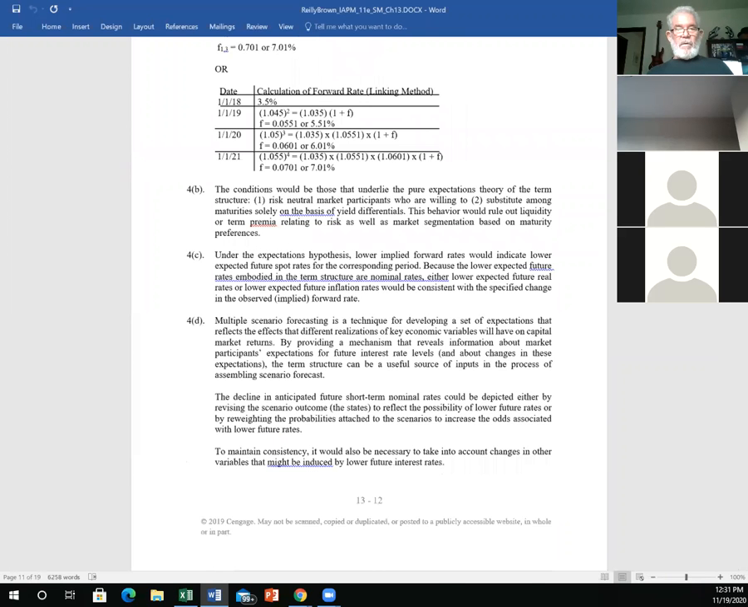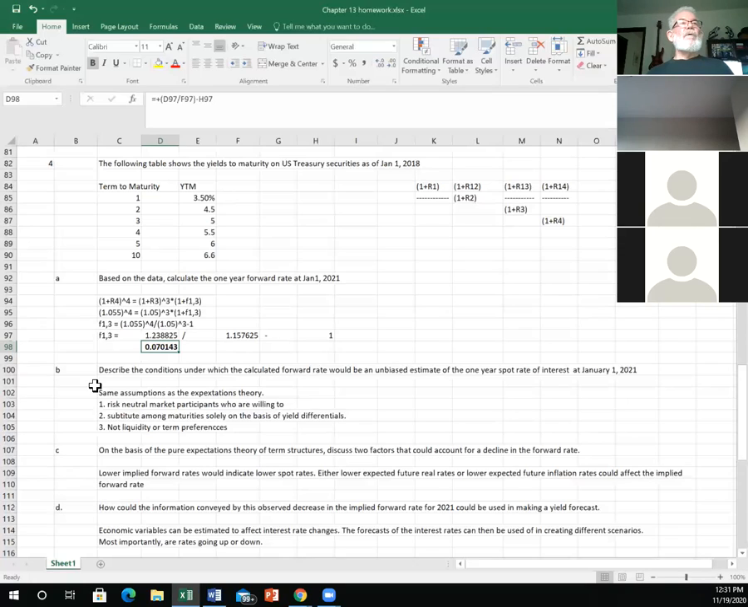So then it wants to know, describe the conditions on which the calculated forward rate would be an unbiased estimate. And you just lift this out of the book. Same assumptions as the expectations theory. Must have been in a hurry when I typed this stuff.